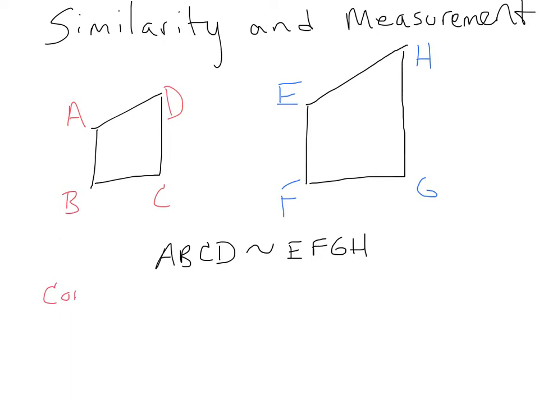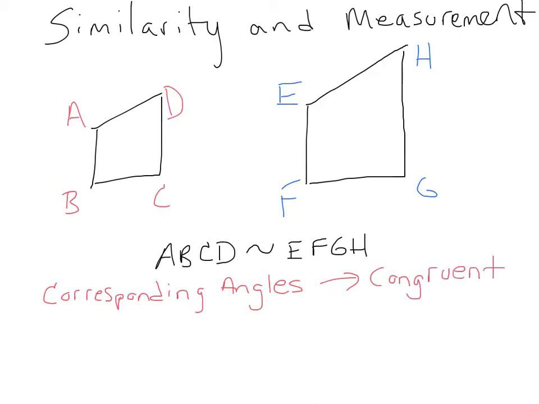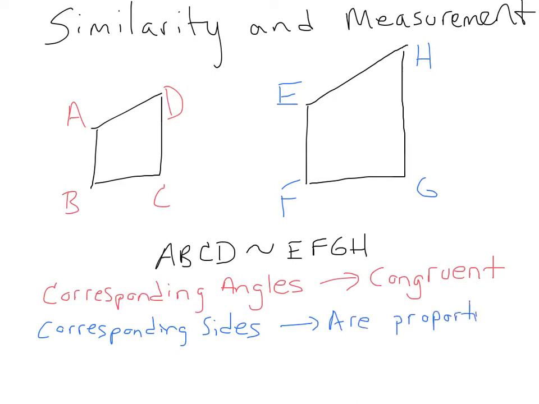Namely, corresponding angles, they are congruent. Another thing that happens if you know for sure that the shapes are similar, this means that corresponding sides have the same ratio. Corresponding sides are proportional, that means, because a proportion is an equivalence of two ratios. So let's make a couple of statements that we know to be true.